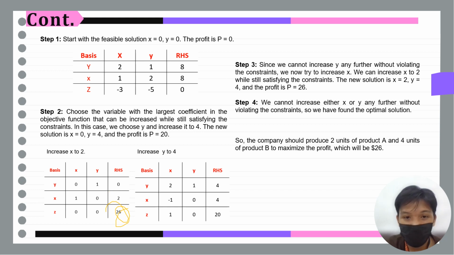In step 3, we cannot increase the y any further without violating the constraints. We now increase the x, and we can increase the x to 2 while satisfying the constraints. The new solution is x equal to 2 and y equal to 4, and the profit is 26. As you can see here, we did increase this x to 2, which is equal to 26.